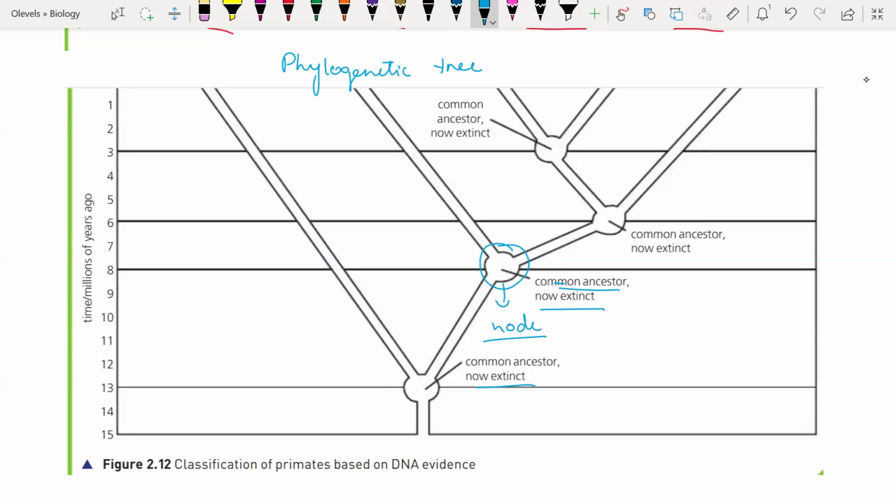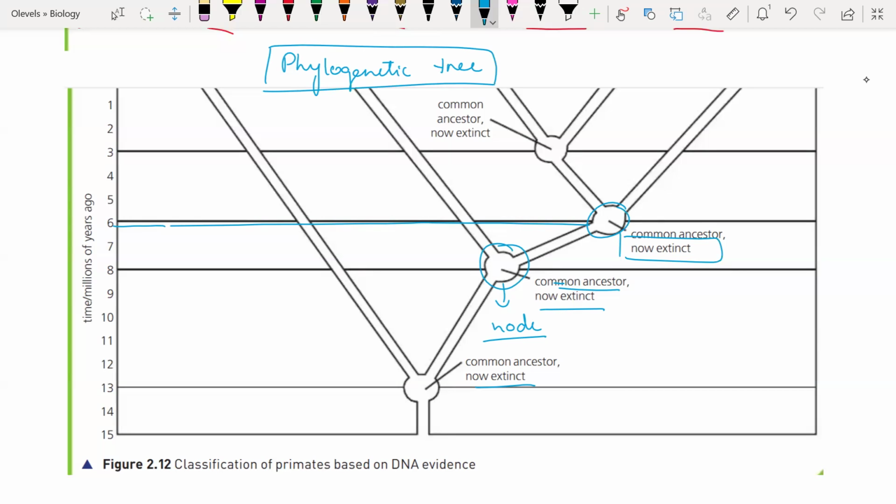For example, if we take this part, approximately 6 to 7 million years ago, a common ancestor gave rise to these multiple primate groups, right? And now this ancestor is extinct, as it is already labeled over here. So that is all about this image. We call these kinds of graphs phylogenetic trees, right?